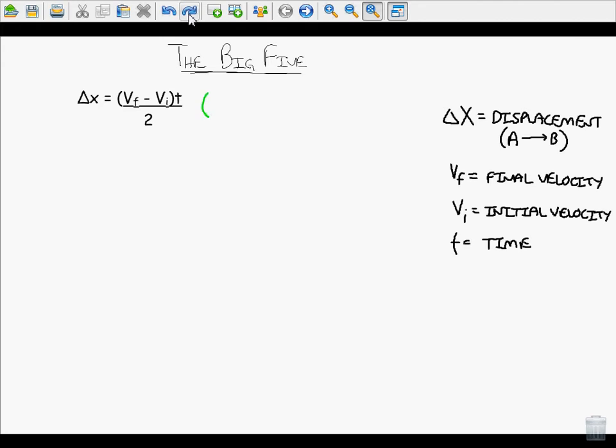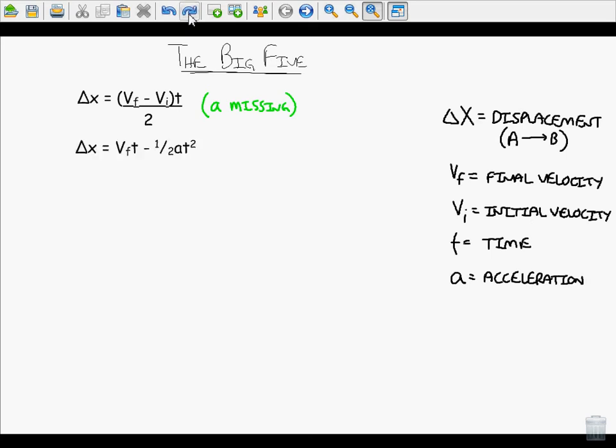Now, you're going to notice that one of the variables in this equation is missing. One of the groups talked about acceleration, and you'll see that acceleration is missing from this equation. That means that this equation can be used if we don't know what the acceleration is in a certain problem or situation. So a also stands for acceleration.